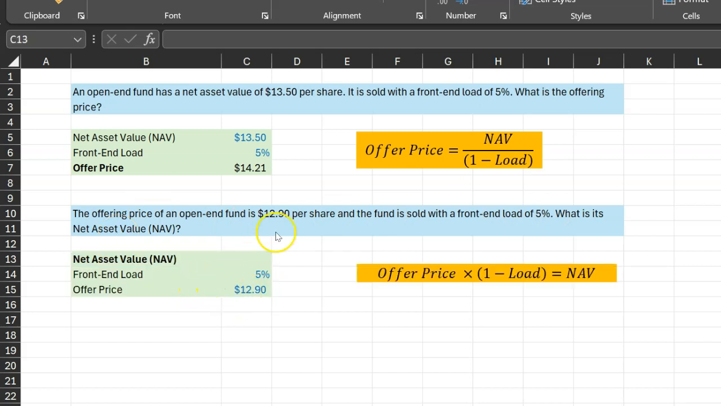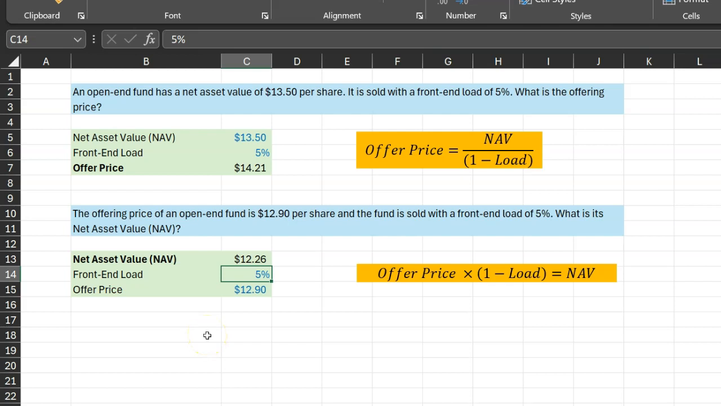So again, what I've done is that I've jotted down the information that is given to me, the offer price, which is $12.90, the front-end load is given, which is 5%, and recall that the offer price times 1 minus the load is the net asset value. In other words, only 95% of this offer price reflects the underlying net asset value. So that's all that I'm going to do. I'm going to say equal to $12.90 multiplied by 1 minus the 5%, which is the front-end load or the sales charge, and boom, $12.26. That is the underlying net asset value.